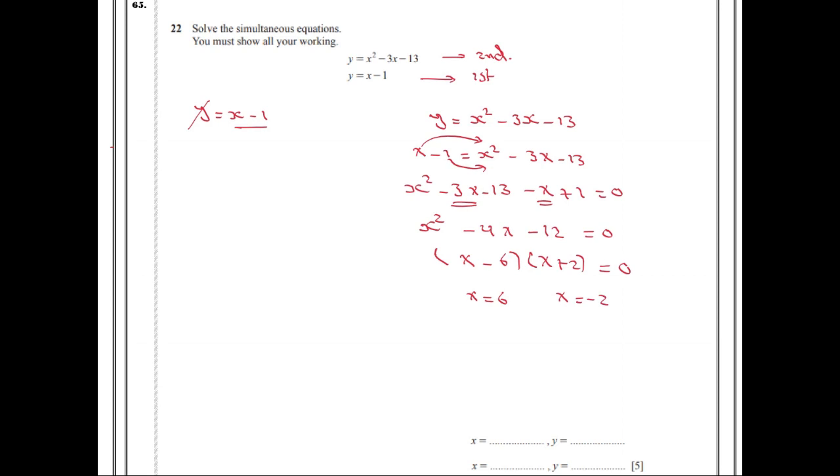Now we have two values of x. The two values of x are 6 and negative 2. We need to find the value of y. To find the value of y, we have to substitute in the first degree equation the value of x. If x equals 6, then y equals 6 minus 1, it means 5. Then y equals 5. If x equals negative 2, then y equals negative 2 minus 1, y equals negative 3.